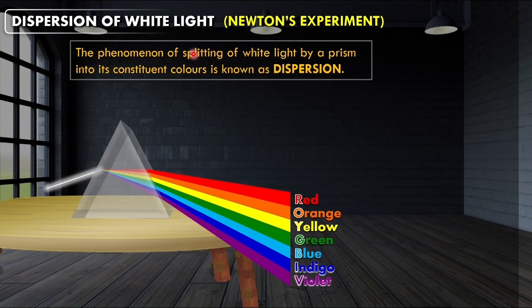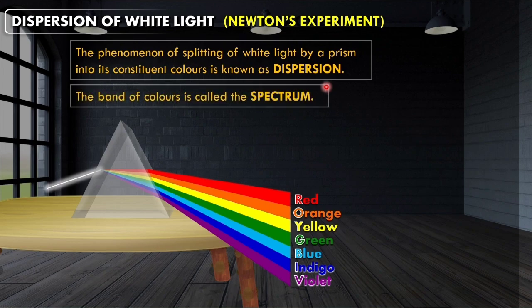So now see, the phenomenon of splitting of white light by prism into its constituent colors is known as dispersion. So tumalukor exam ot a dispersion or definition to ahibo pare, thik ase? So white light to jetia constituent colors ot split hoy, he phenomenon to ke koy dispersion, and the band of colors is called the spectrum.